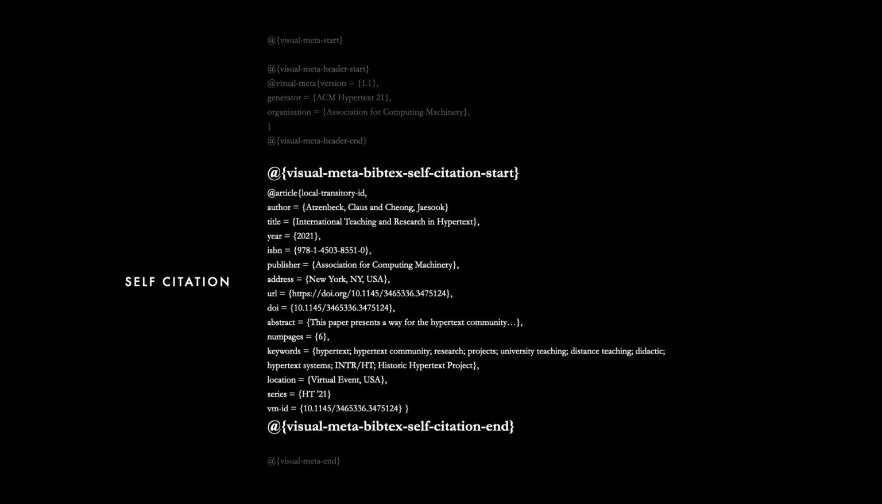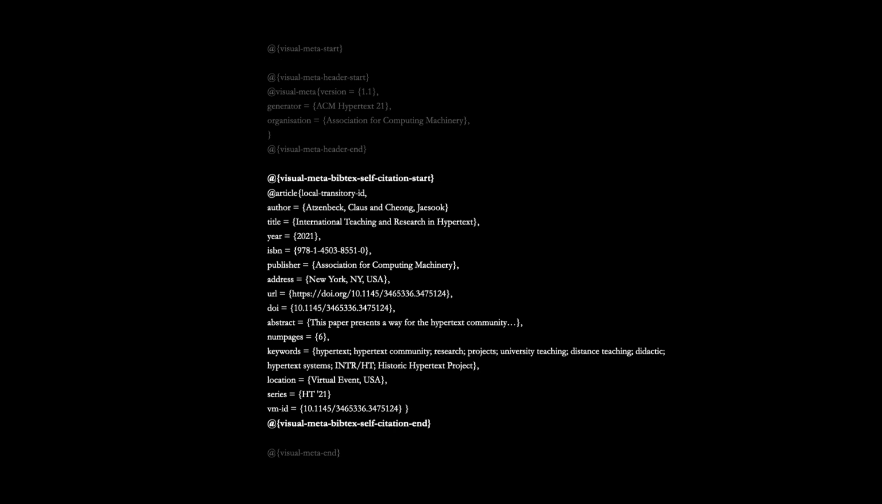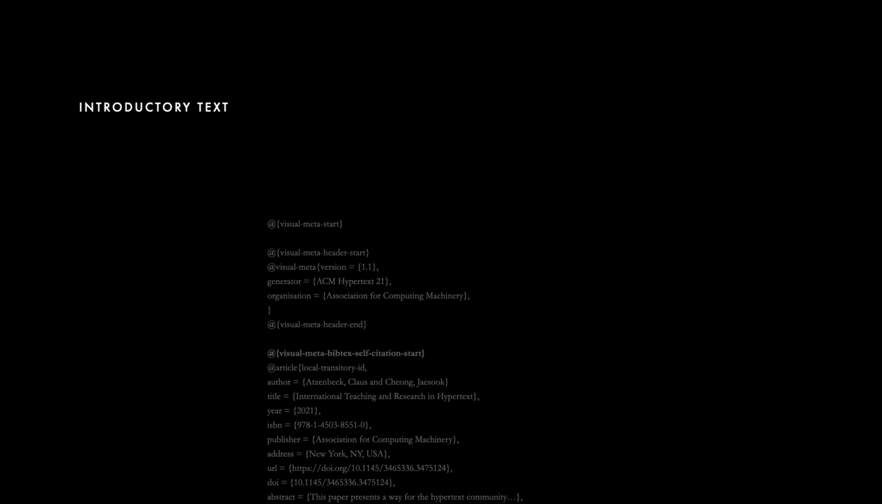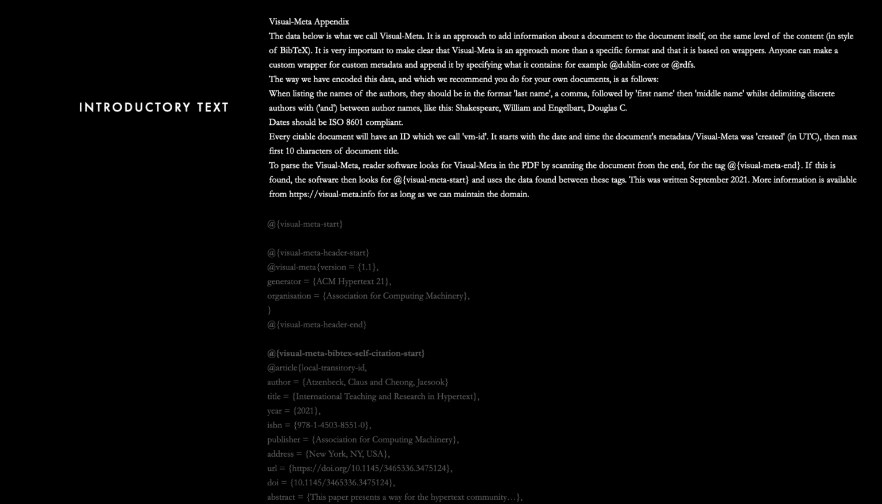The self-citation is information about the document, exactly what you would have on the download page on the ACM Digital Library when you're going to get this document. It is entirely plain, normal BibTeX. The Visual Meta also has an introductory paragraph. It is important for us that if someone looks at this in 50 years, 100 years, or beyond, they will still be able to derive some value from this.